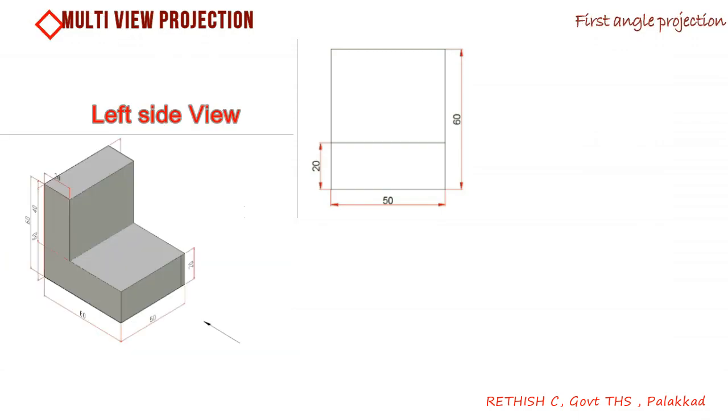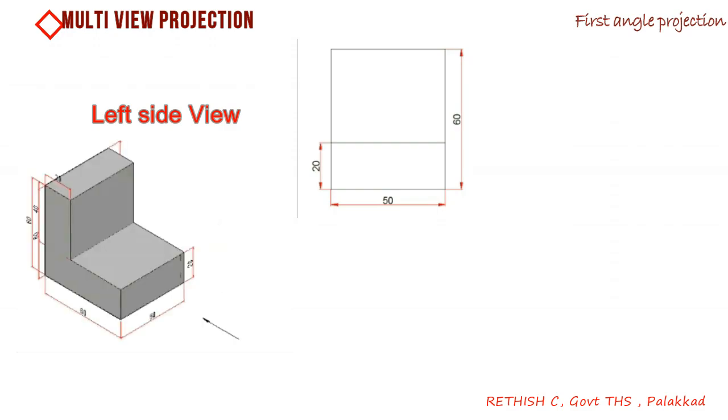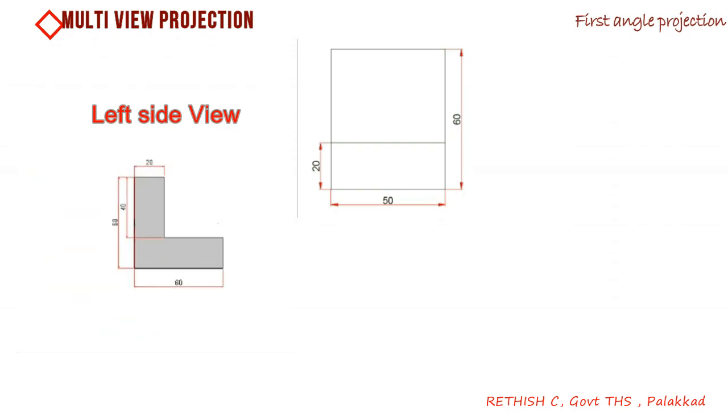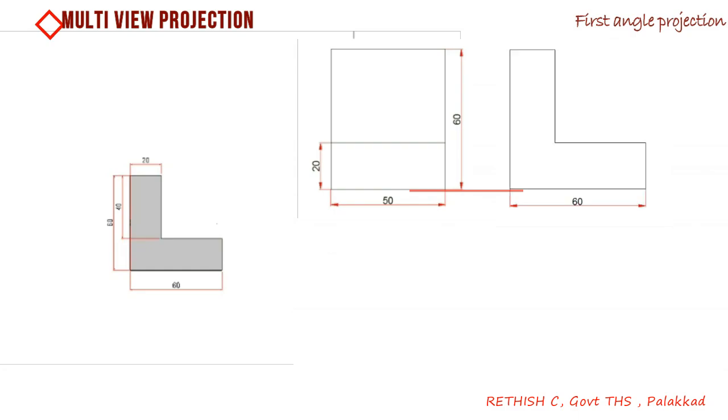Let us check the left side view. In left side view, an observer will be here at the left side of the object and he could see this side only. It will be like this, like an L shape. We know the left side view will be there at the right side of the front view. Let us draw the projections in our paper. For that, we can take the extension from this point and keep a convenient distance also. Draw a horizontal line, then complete the drawing as per the projection.